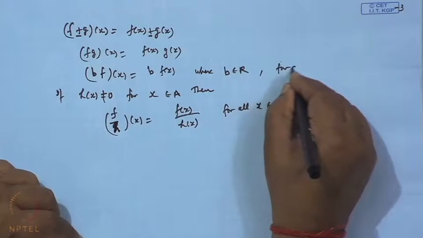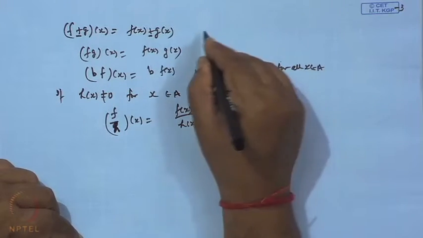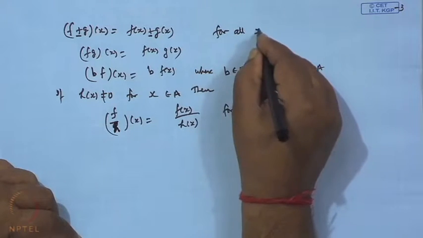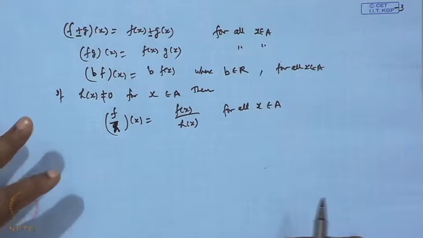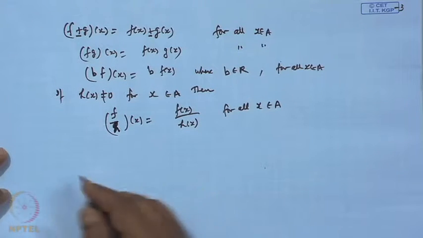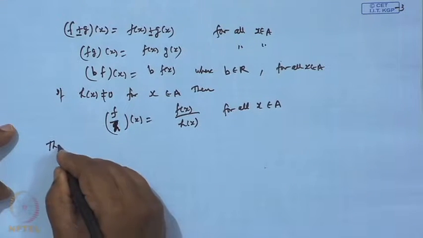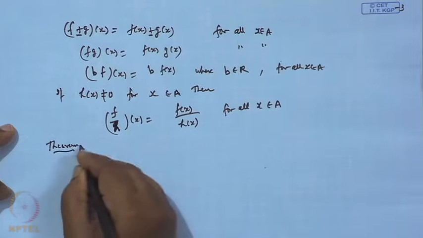This is true for all x belonging to A. So, this way we are defining. Similar results, the limit theorems, can also be written like this.